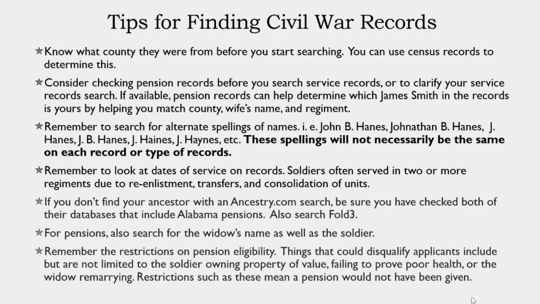Remember to look at dates of service on records. Soldiers often served in 2 or more regiments due to reenlistment, transfers, and consolidation of units. If you don't find your ancestor with an Ancestry.com search, be sure you have checked both of their databases that include Alabama pensions. Also search Fold3. For pensions, also search for the widow's name as well as the soldier. Remember the restrictions on pension eligibility. Things that could disqualify applicants include but are not limited to the soldier's owning property of value, failing to prove poor health, or the widow remarrying. Restrictions such as these mean a pension would not have been given.